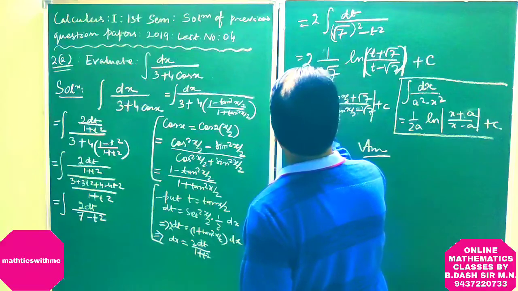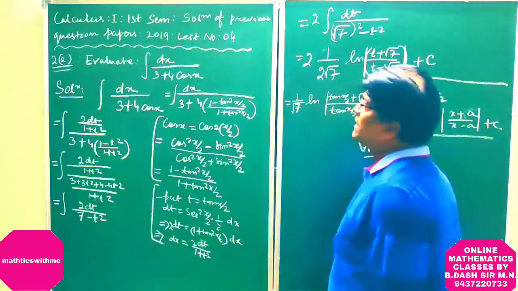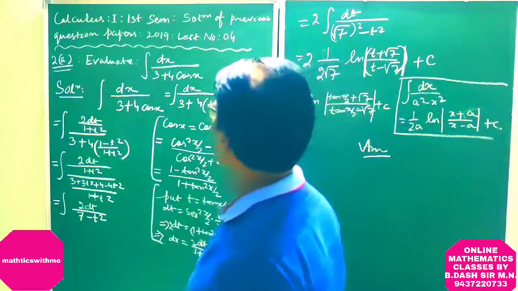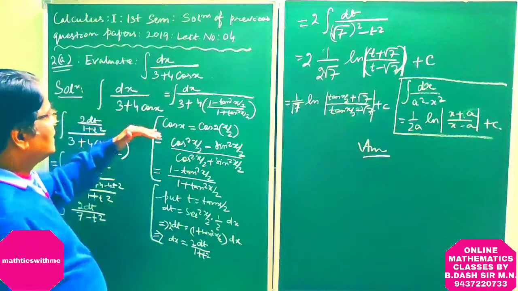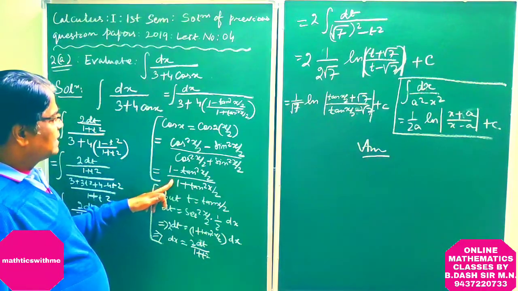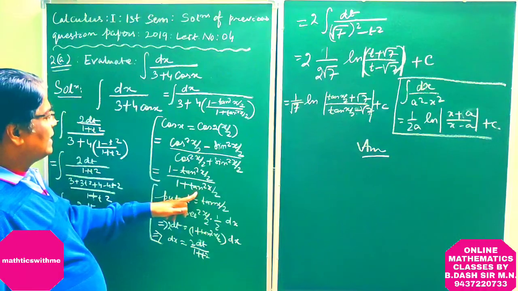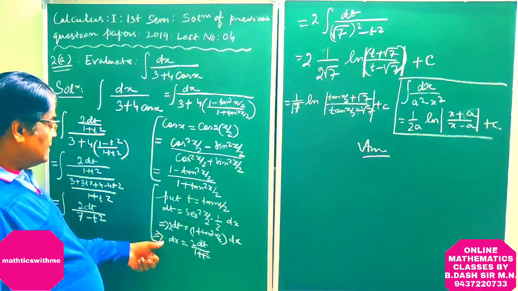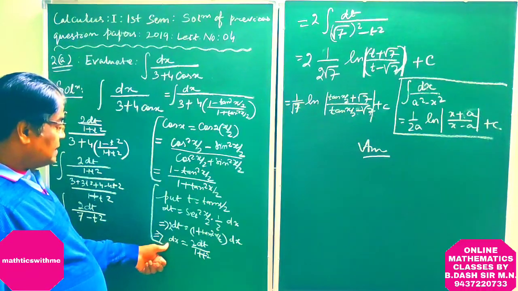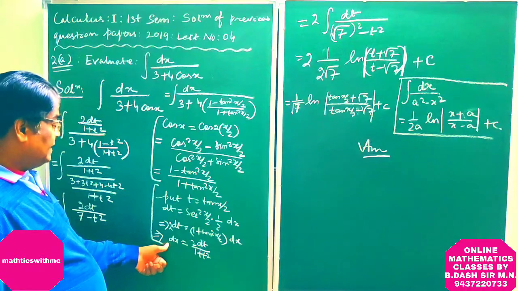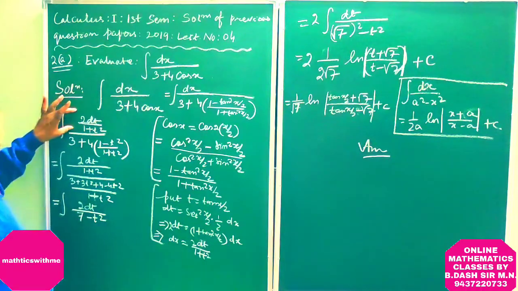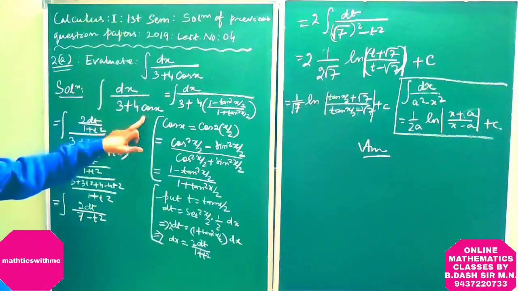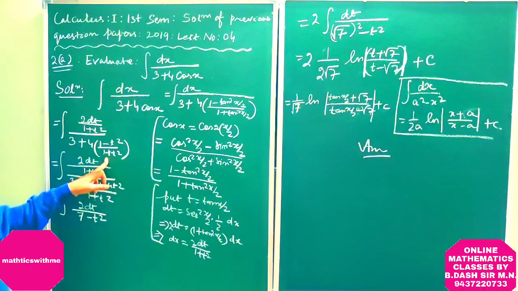Answer. This is root 7. So here the question is you have to evaluate integration dx by 3 plus 4 cos x. Now we can replace this cos x by 1 minus tan square x by 2 over 1 plus tan square x by 2. Now putting t is equal to tan x by 2, we get dx is equal to 2 dt by 1 plus t square. Now we can replace dx by 2 dt by 1 plus t square, and cos x by its value 1 minus t square by 1 plus t square.